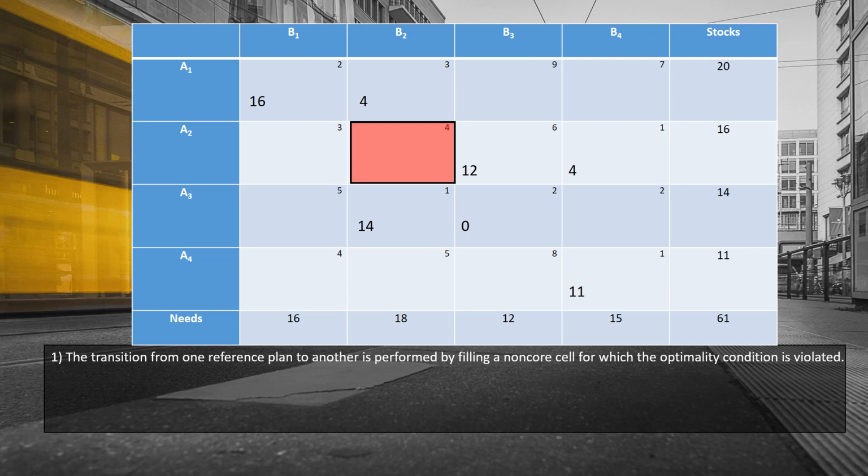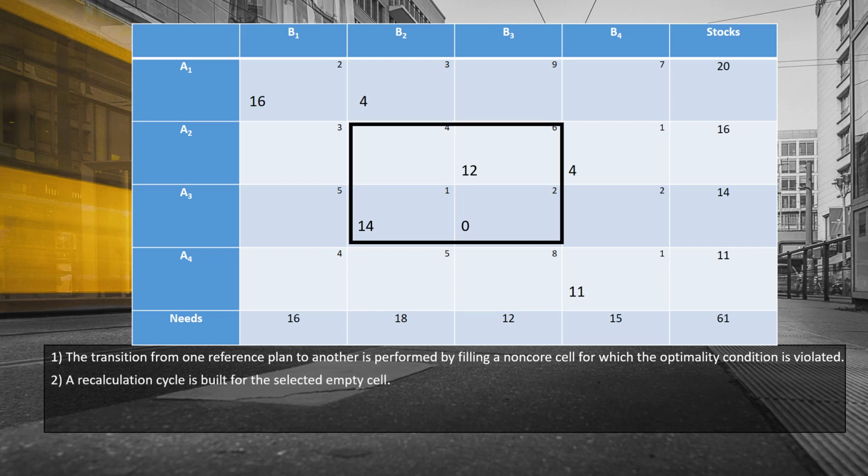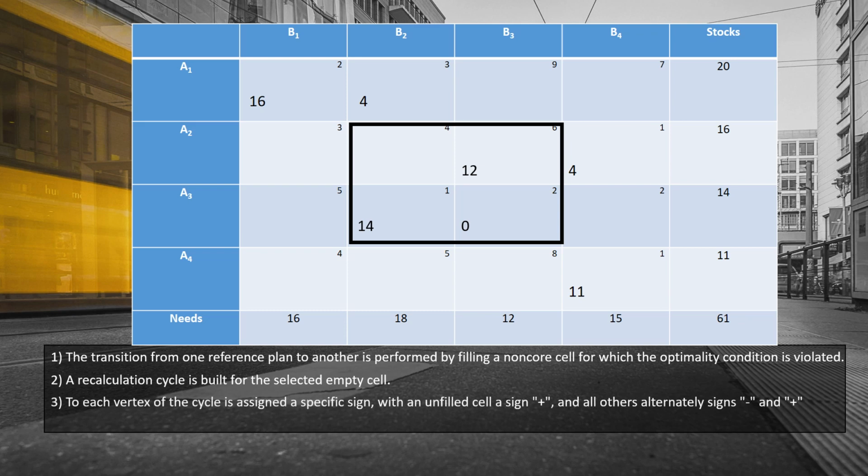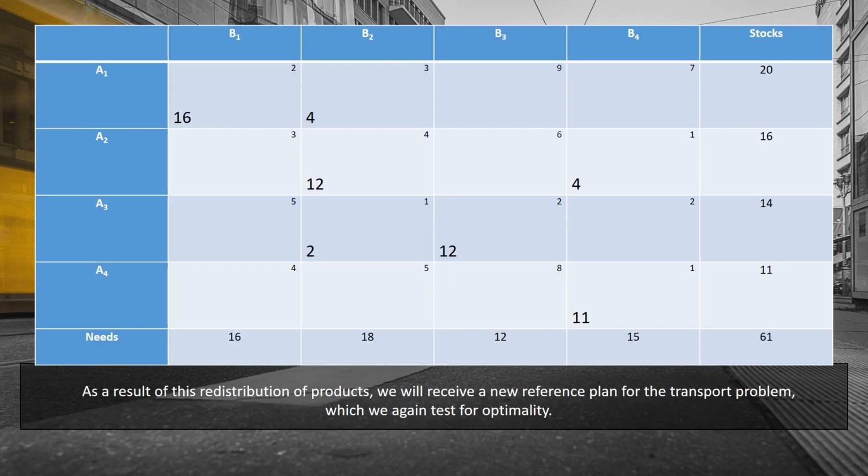The transition from one reference plan to another is performed by filling a non-basic cell for which the optimality condition is violated. A recalculation cycle is built for the selected empty cell. To each vertex of the cycle is assigned a specific sign, with the unfilled cell assigned plus, and all other cells alternately assigned minus and plus. Enter into the empty cell the least of the numbers in cells with the sign minus. As a result of this redistribution of products, we receive a new reference plan for the transport problem, which we again test for optimality.